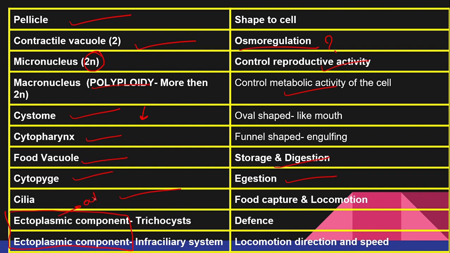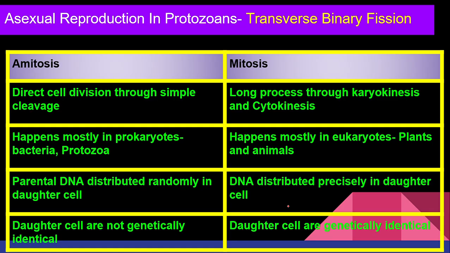Outer cytoplasmic layer, we call it ectoplasm. The infraciliary system we have already discussed. This one is the new one, trichocyst, which is present on the outer layer of the cytoplasm, and it helps in the defense mechanism. It will save the paramecium from foreign particles, right?